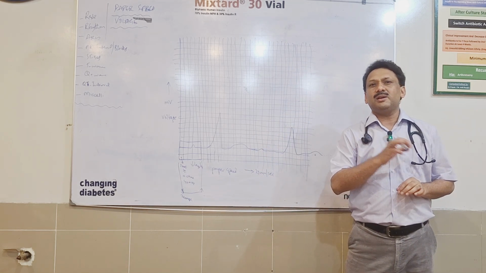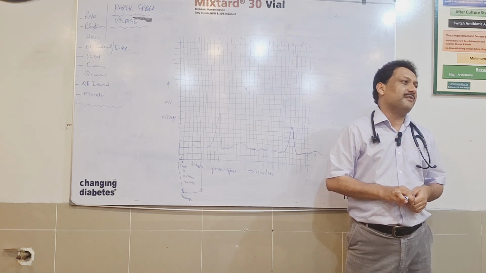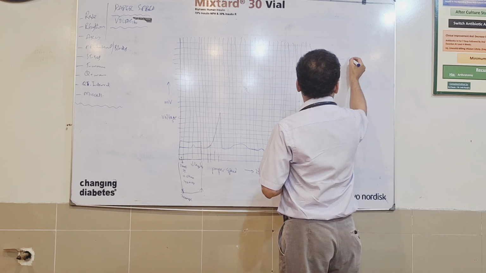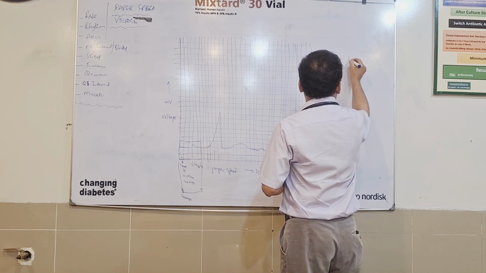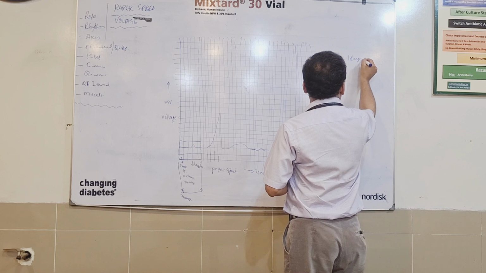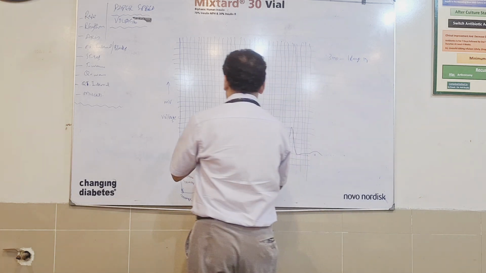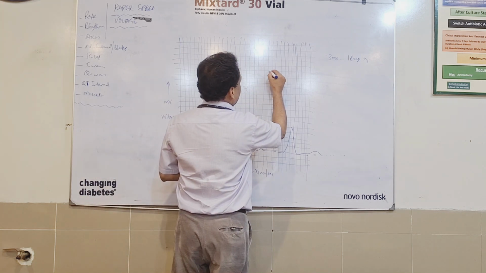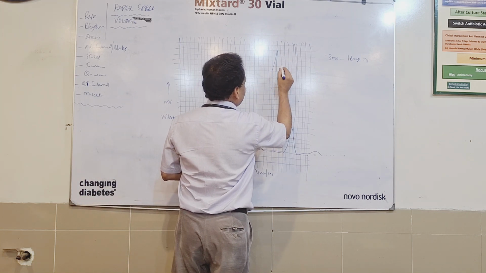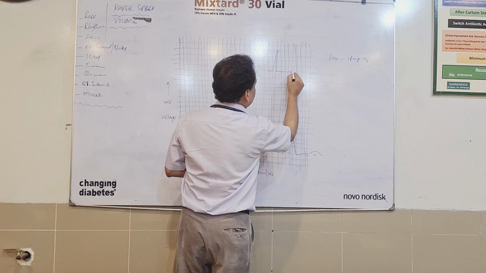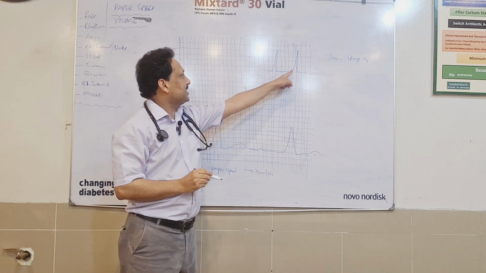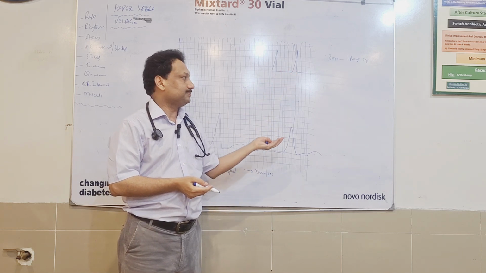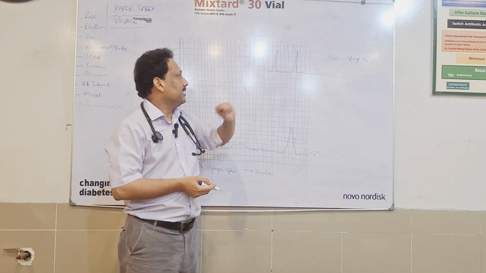The formulas are very easy to understand. The first one is the rule of numbers. The rule of numbers tells you that if there is just 1 large square between two RR complexes, like there is an R here, and then next is 1, 2, 3, 4, 5, and then there is an R here. So how many boxes are there between the two R's? 1 large square, or in other words 5 small squares. The rate will be 300.